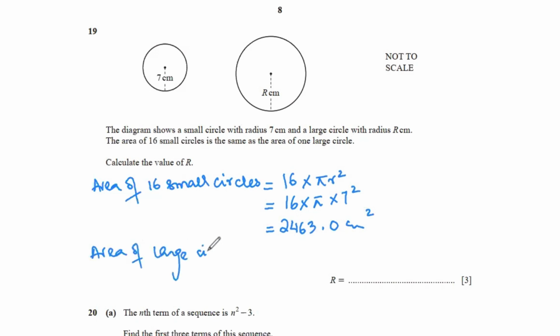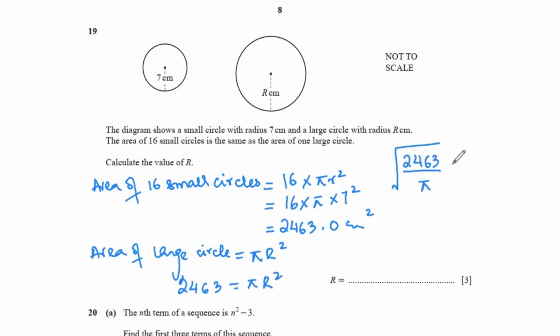area of large circle is pi capital R square, so that's 2463 equals pi R square. So 2463 divided by pi, square root, equals R, and that's going to be 27.9, which we can round to 28 centimeters. That is your value for the radius.